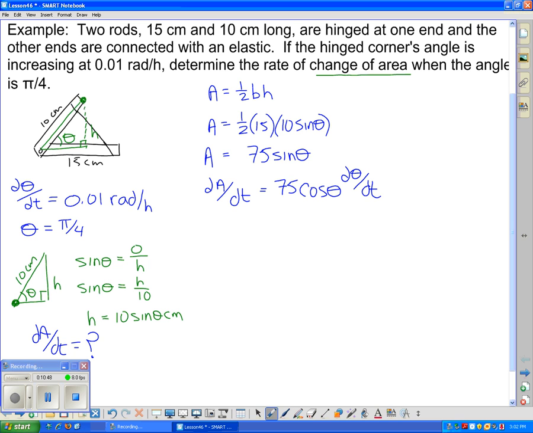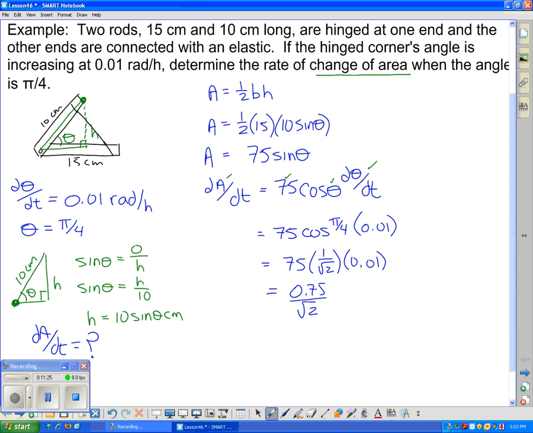So we have all the information of interest here. Well, we're looking for that. 75 is a number. We know theta is pi by 4, and we know d theta by dt. So we have all the information necessary to solve this. 75 cos pi by 4, d theta by dt, 0.01. Cos of pi by 4 is 1 over root 2. That's your special triangles. So 75, 1 over root 2 times 0.01. We can just leave it as 0.75 over root 2 for now. What are the units? Centimeters squared per, and I think time was in hours, so there we go.